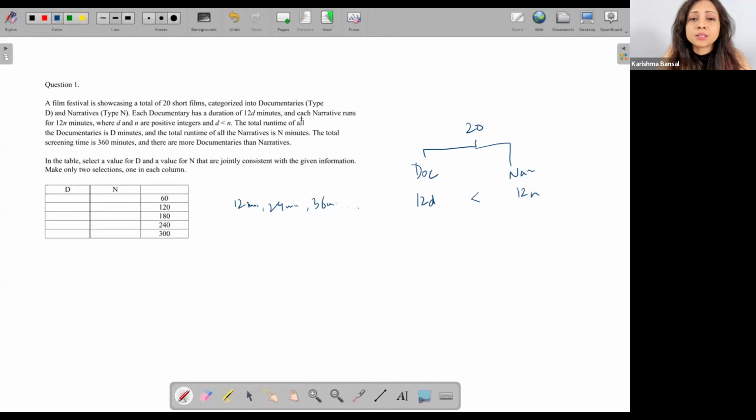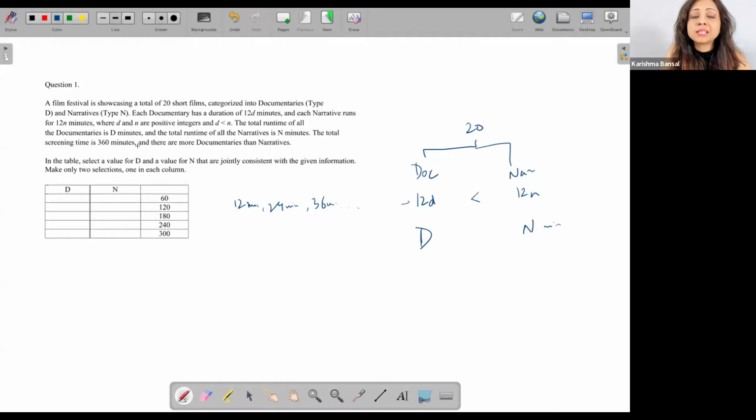Okay, the total runtime of all the documentaries is D minutes. So here the total time is D minutes. Whatever the number of documentaries are, and each has a duration of 12D, the smaller one, it adds up to this capital D, the total D minutes. And the total runtime of all narratives is N minutes. So this is total N minutes.